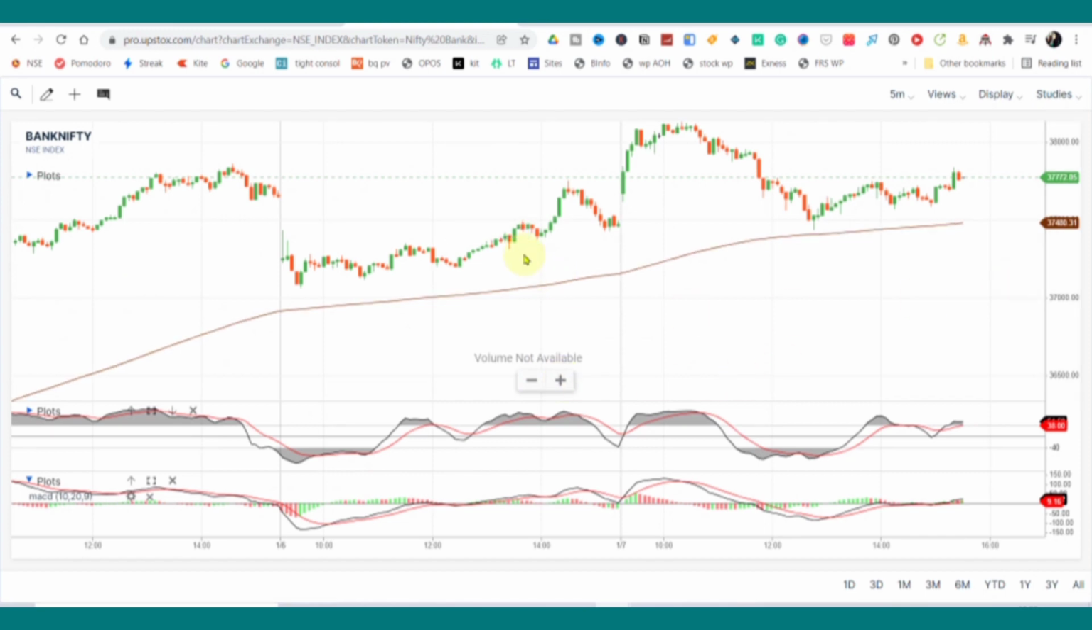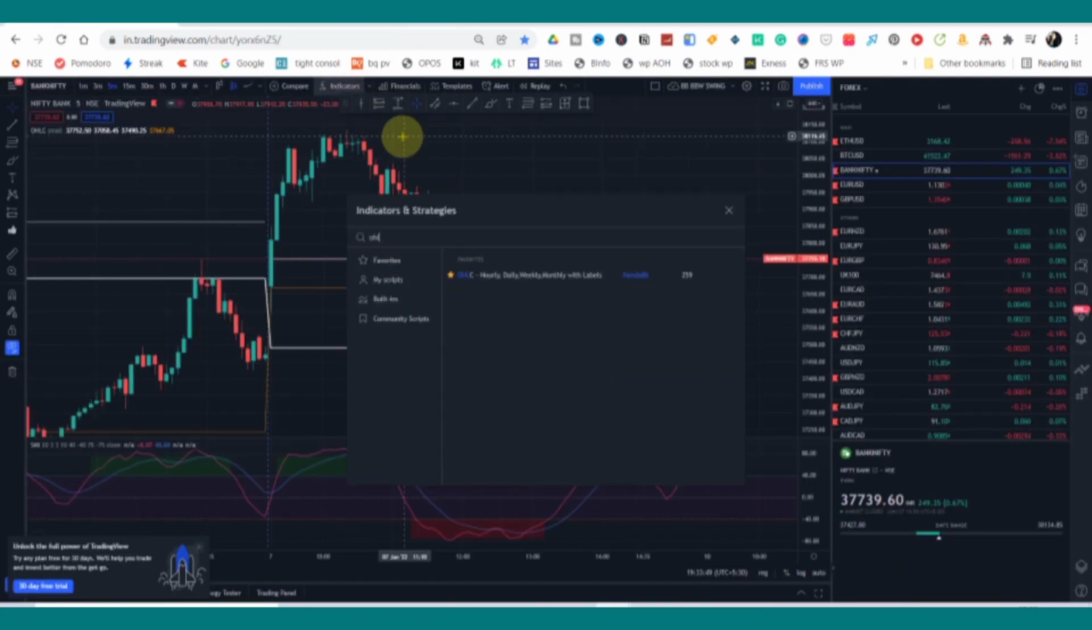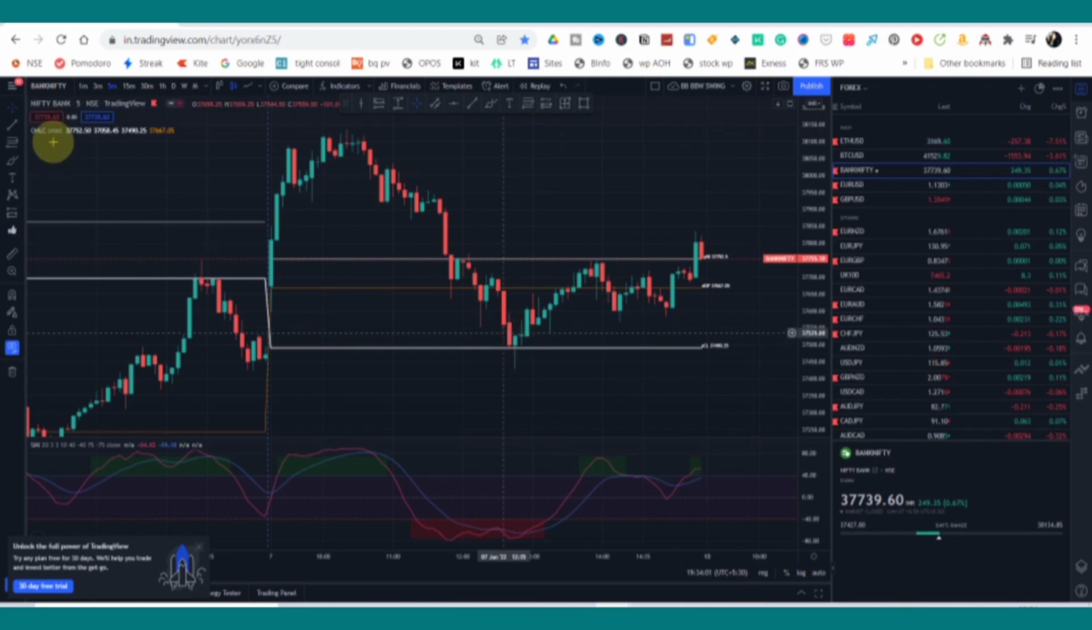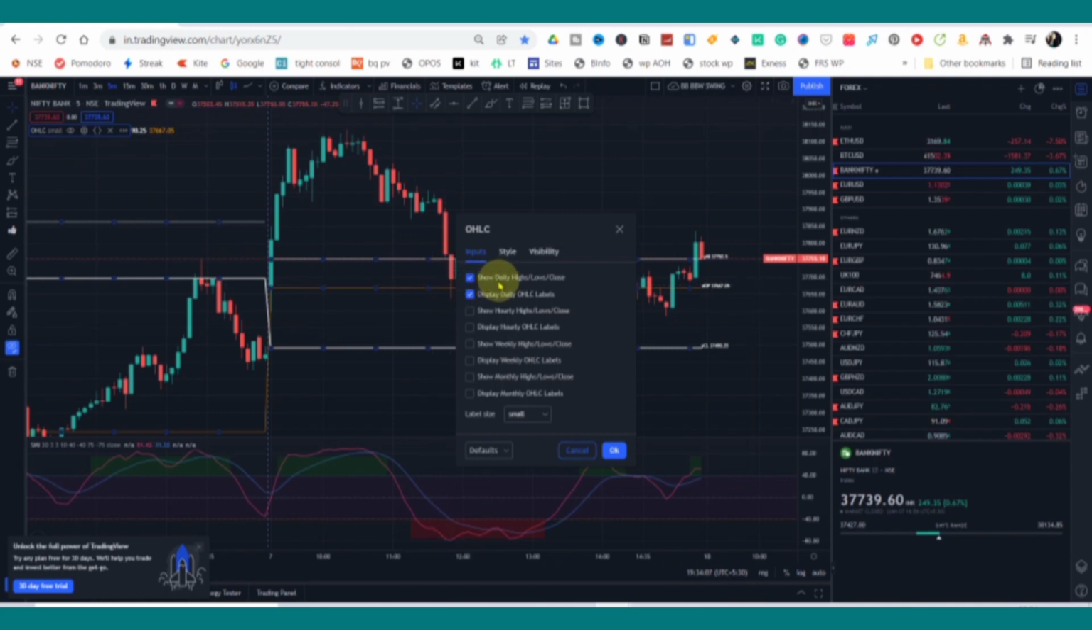So what we'll do here is we'll plot yesterday's high, low, close and open. And that is called previous day range. You can do it manually every time, but to make it easier, you can use this indicator in TradingView. So you can go to TradingView and search for OHLC. Select this indicator that shows hourly, daily and everything. So you can also adjust the settings if you want to know only hourly or weekly or monthly or previous day. Okay, so it is automatically going to plot previous day's range, that is high, low, open and close.